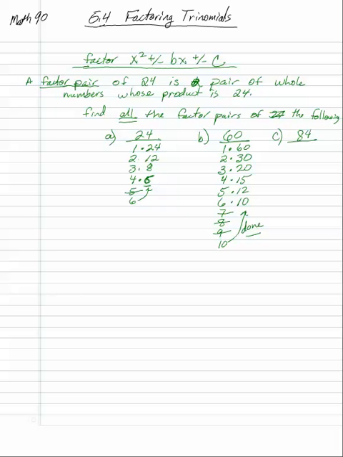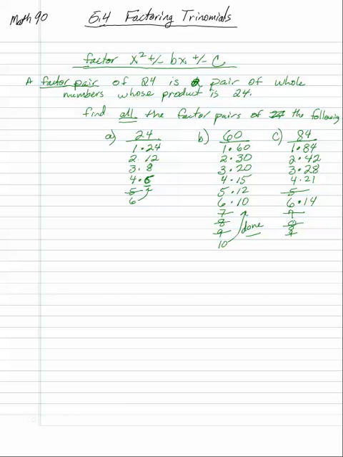How about 84? So 1 times 84, 2 times 42, 3 times 28, 4 times 21, 5 doesn't work, 6 would be 14, 7 doesn't work, 8 doesn't work, 9 doesn't work. Now, here's a shortcut too.